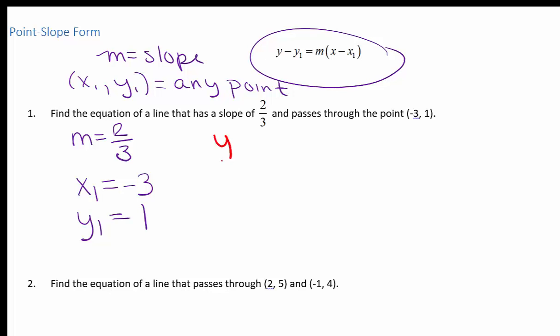The idea is then we can plug these numbers into our formula. Notice that I never plug anything in for the x and the y. I want my equation to have an x and a y because those are my variables. The whole point of the equation is to show how those variables are related. So I plug the numbers in, and then we could take this equation and solve it for y.